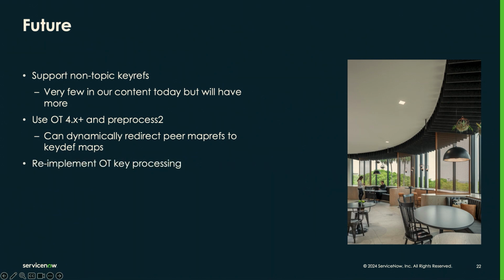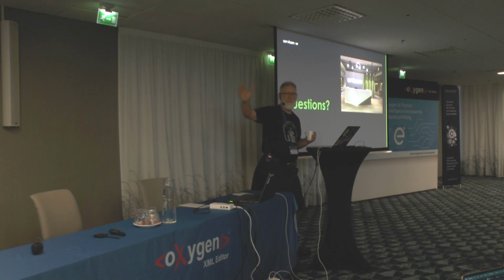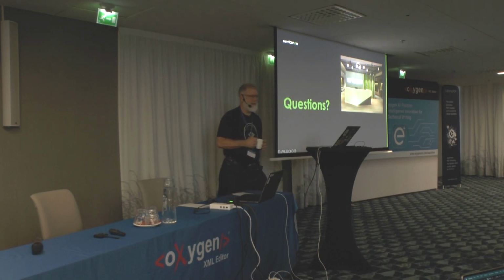And then I'd like to fix the issue with the OT key processing, so that I don't have to do the filtering. And then eventually, we'd also like to enable local builds for authors. They can't do that right now. They can't do a build on their own machine. They have to wait for it to go through our time-consuming build process. So there we go. All right. And there's zero time for questions.